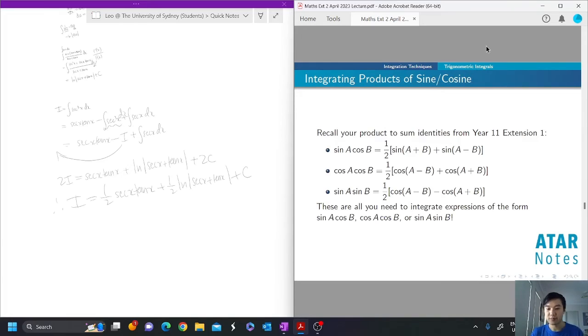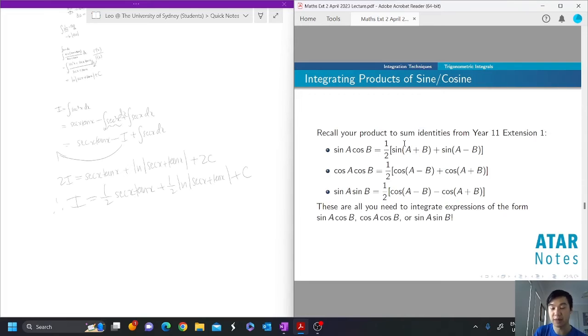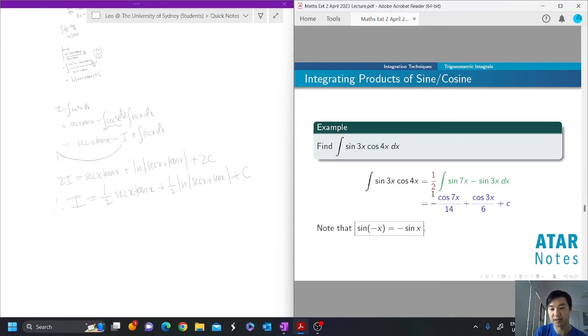So sometimes when you integrate, it's also useful to use your product to sum identities that you learned from Extension 1 in Year 11, and that will help you integrate when you have sin A times cos A as well. Or like cos A times cos B, sin A sin B. So for example, if you're asked to integrate sin 3x cos 4x, just remember your product to sum identities from Year 11, and then you can integrate like so.